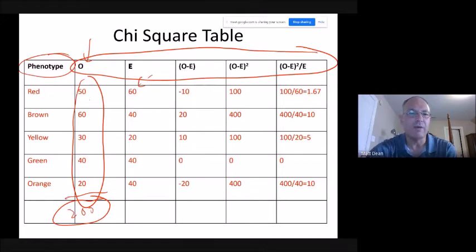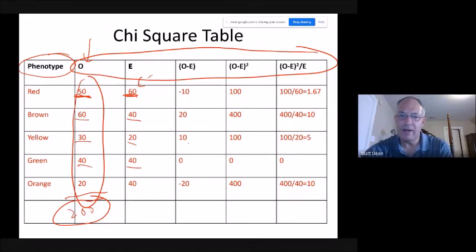So in this case, that would be 50 observed minus 60 expected to get negative 10. For the brown row, observed 60 minus expected 40 to get 20. In the yellow row, observed 30 minus expected 20 to get 10. The green row, 40 minus 40 to get 0. And the orange row, 20 minus 40 to get negative 20.